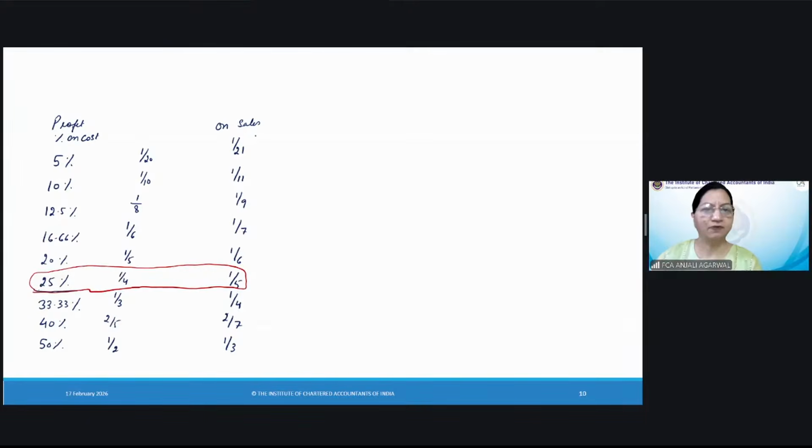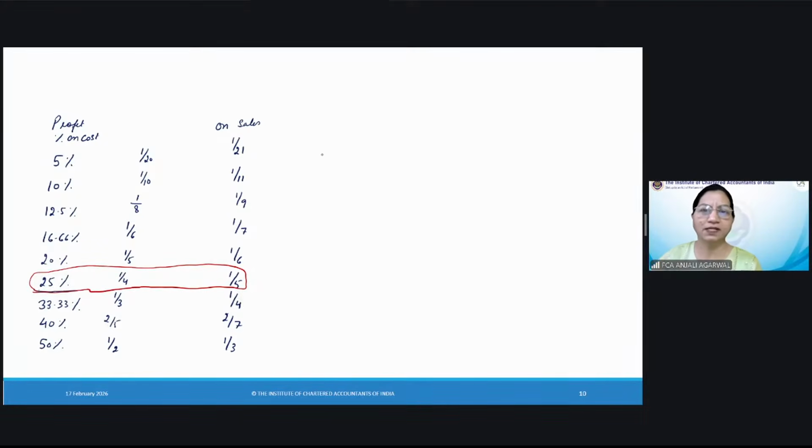So this will help you whenever the profit is given as a percentage of cost, but sales value is given, or the profit is given as a percentage of sales, but cost value is given. So from sales to cost, you have to subtract the denominator from the denominator, and from cost to sales, you have to add the denominator.